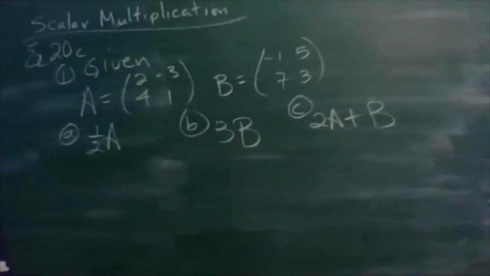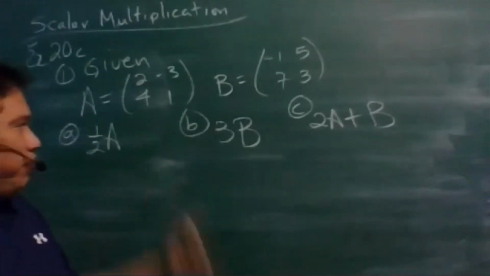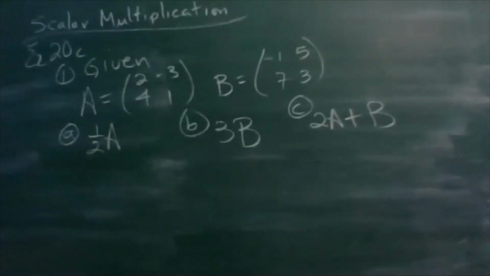Today we're looking at scalar multiplication. And we're looking again, as I said, at exercise 20C for those just joining us. And we're going to look at number 1. Number 1 says, given that A equals (2, -3, 4, 1) and B equals (-1, 5, 7, 3), and we're going to be looking at (a) half A, (b) 3B, and (c) 2A plus B. So those are the questions we're going to be solving.